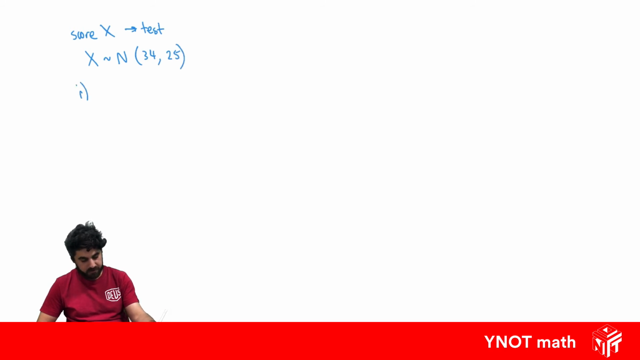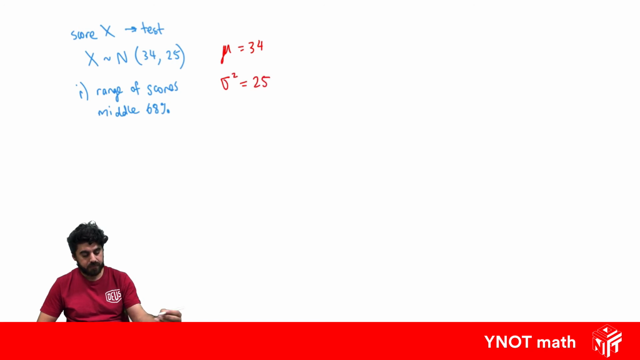We want to find the range of scores in the middle 68%. So we know from this that our first value here is equal to our mean. So we know our mean is 34. And our variance is the second term, which is 25. Which means if we just square root both sides, we'll get our standard deviation equaling 5.